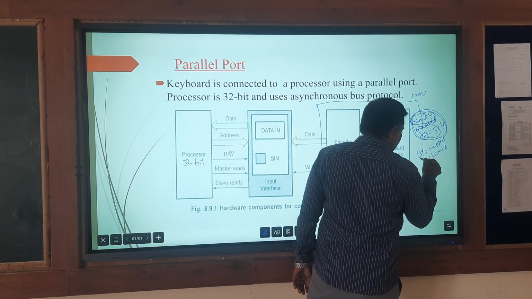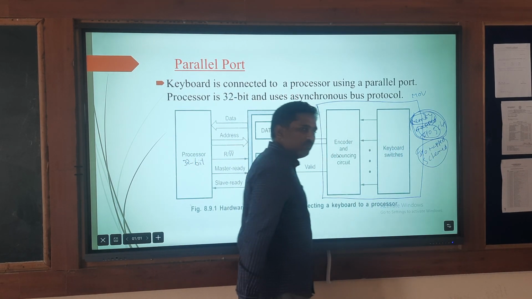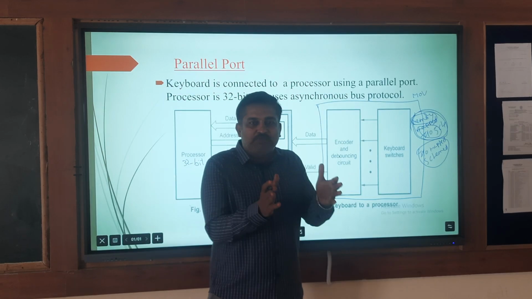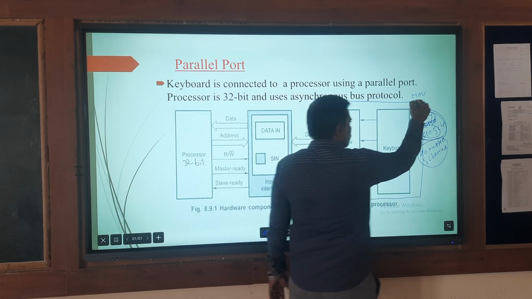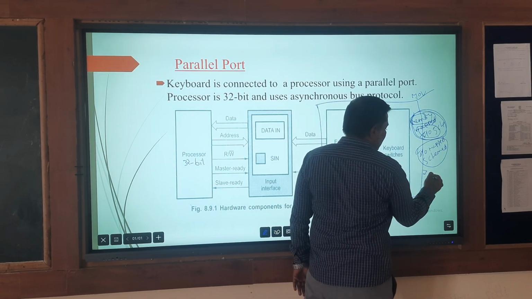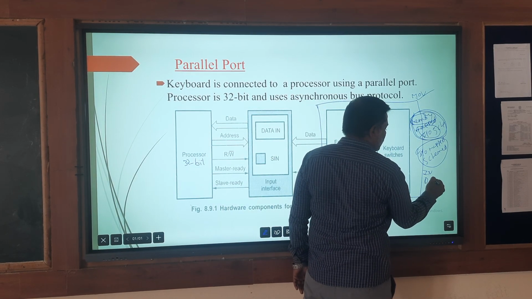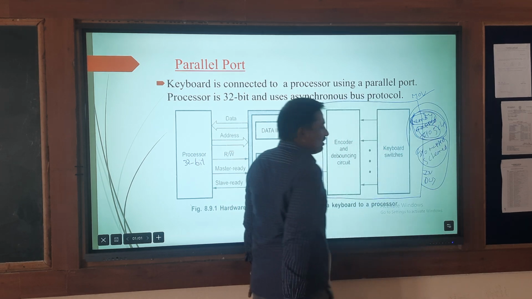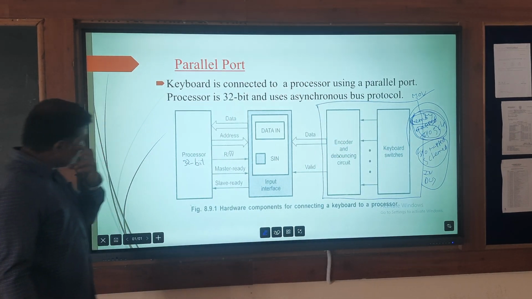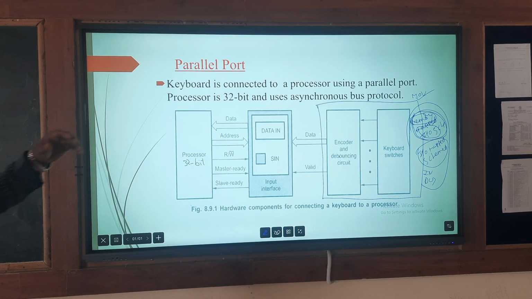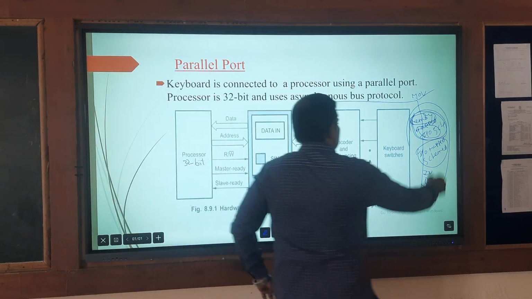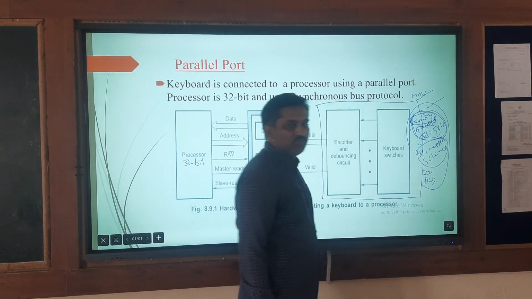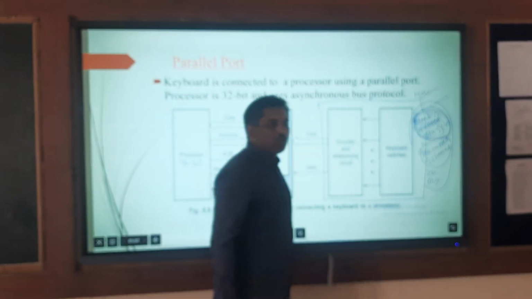But in the case of the input output mapped scheme, we may not use the same type of instructions for accessing the data. For memory we may use move. For input output data we may use the instructions in and out. So while you are assigning the address to the input output devices, you may use any one of these schemes. But here I am using the memory mapped input output scheme.